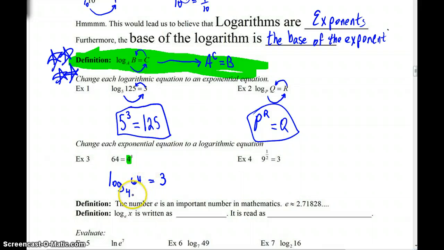Now we can check if we're right by making a log circle, and you can see that we are. 4 to the third is equal to 64.